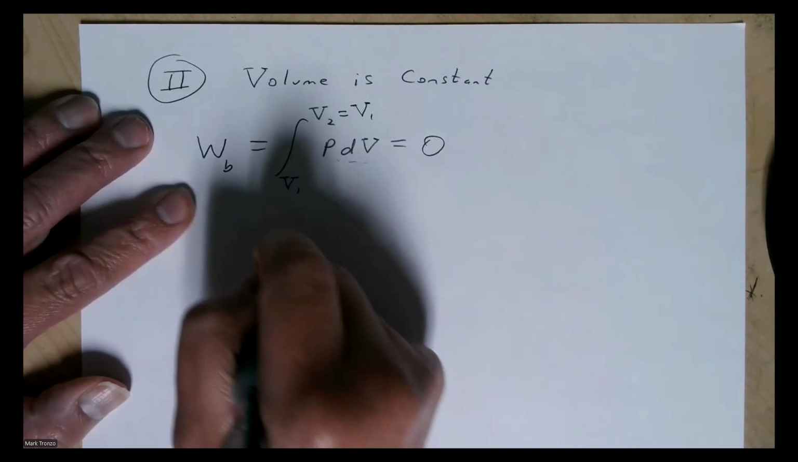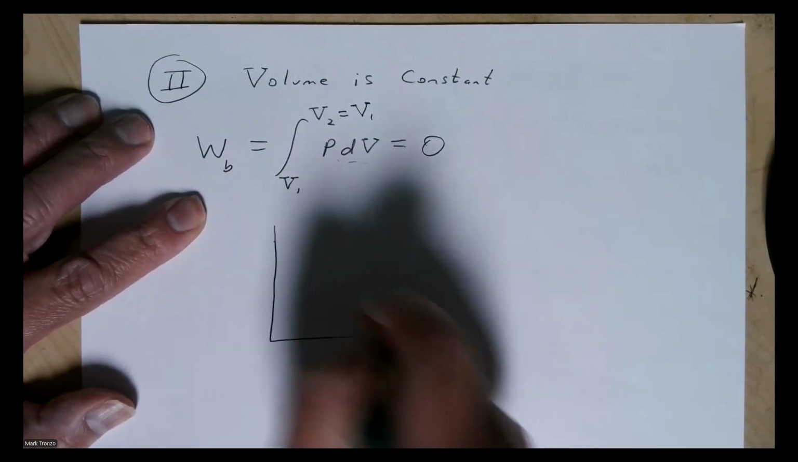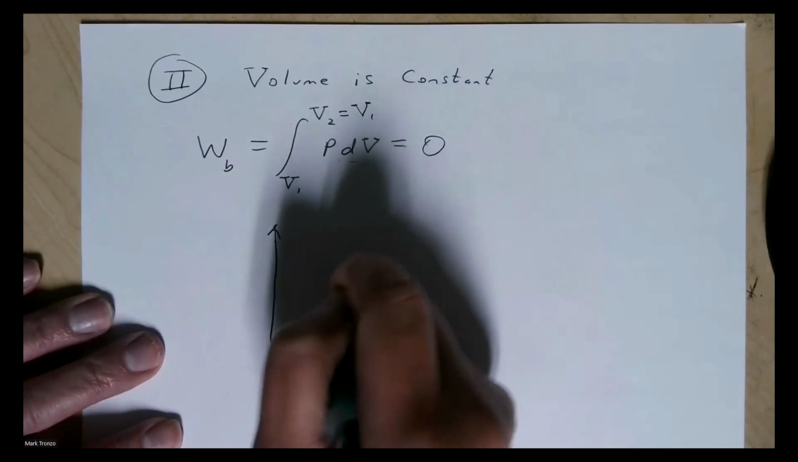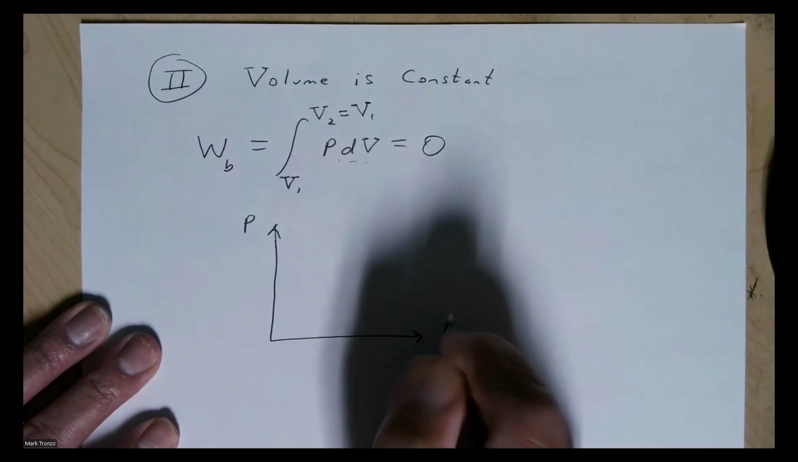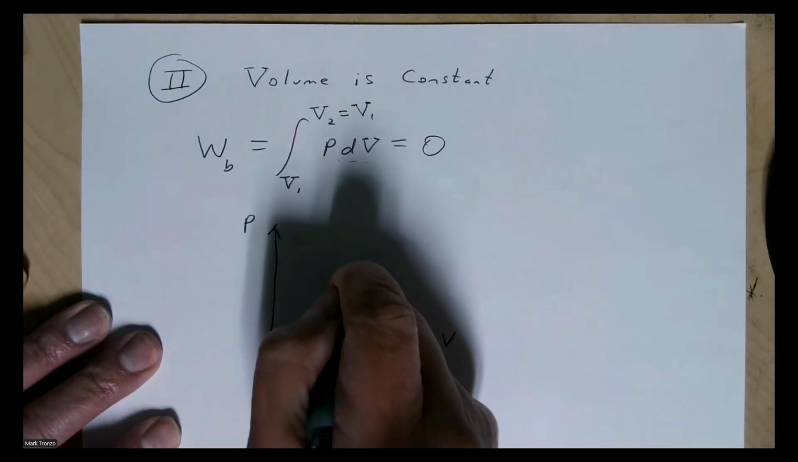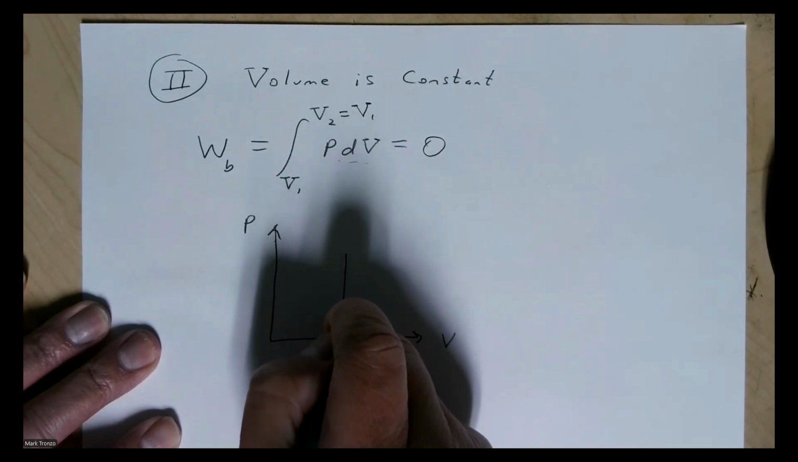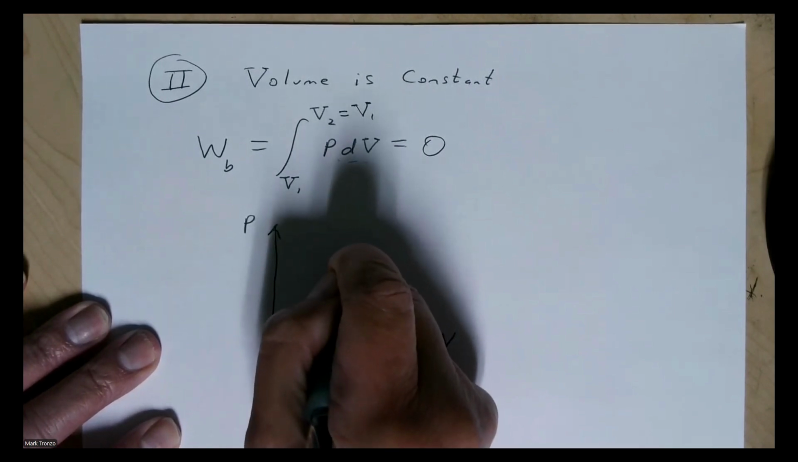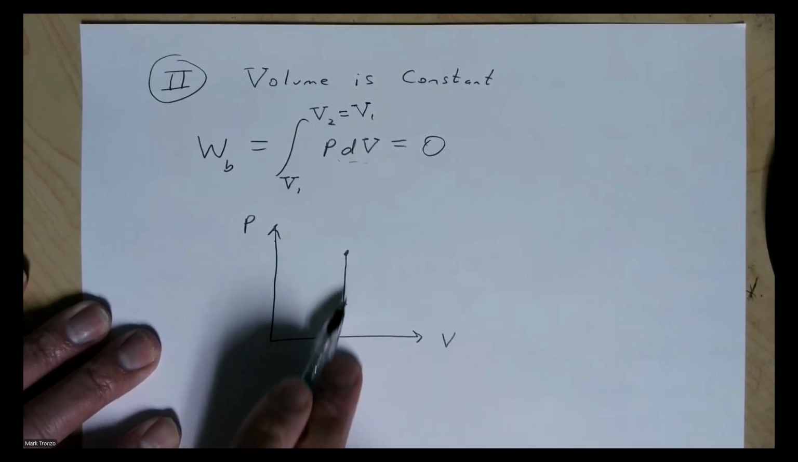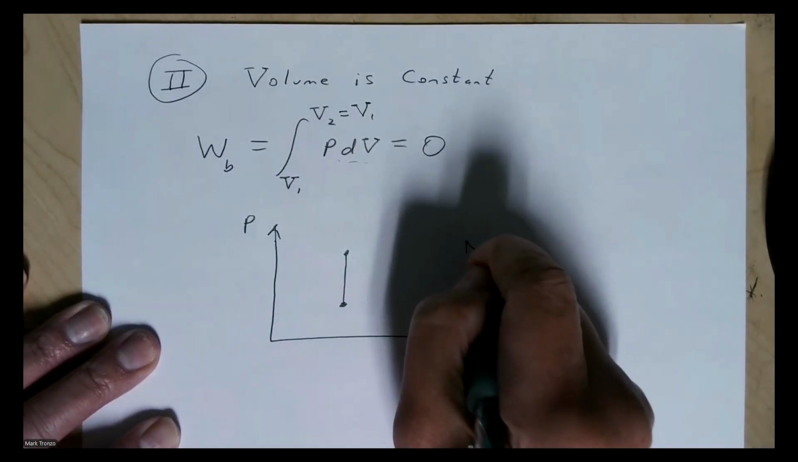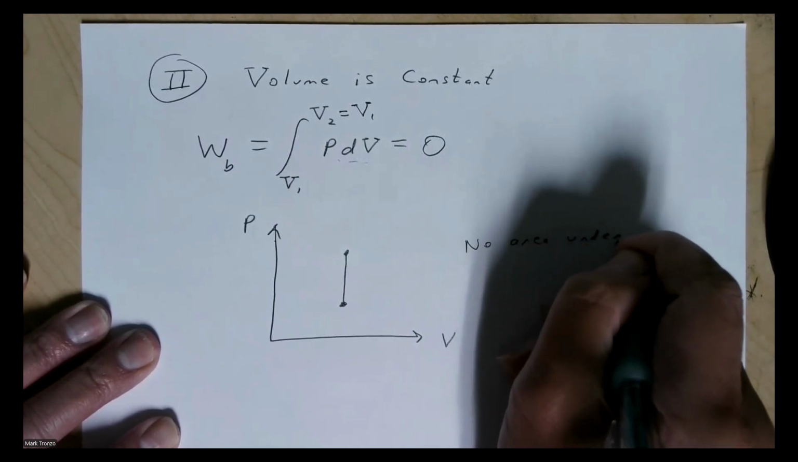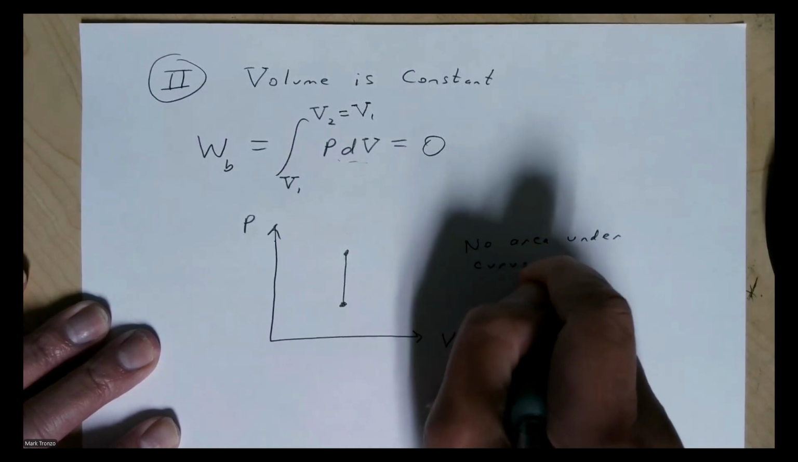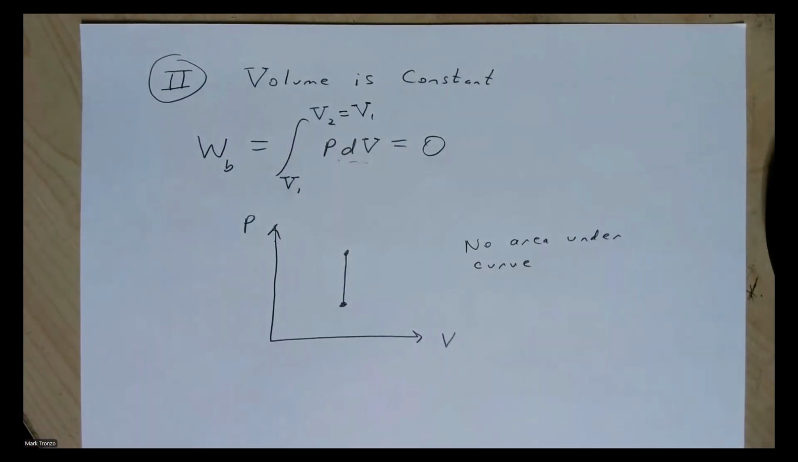Or if you think of it, once again, on a PV diagram, you have your pressure here and your volume here, and it doesn't matter what your pressure is doing, from beginning to end, this volume is always going to be the same. So there's no area under the curve. So that's another way to think of the work being 0.